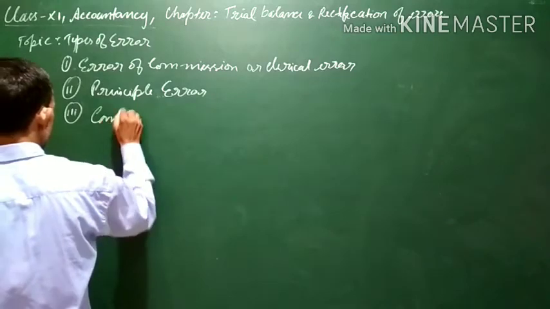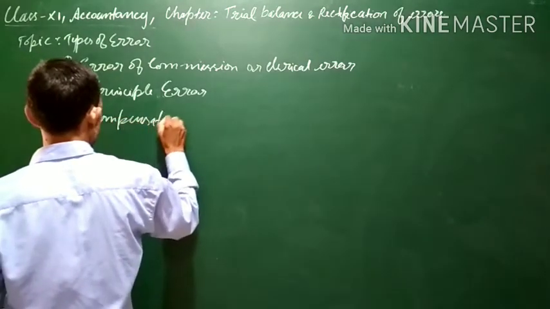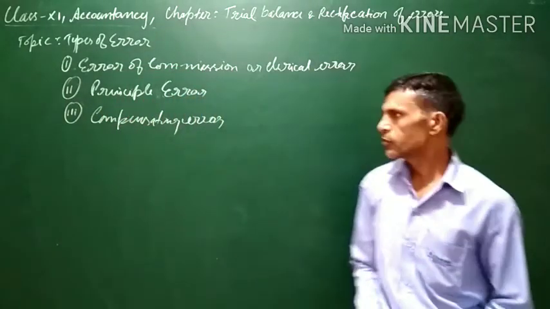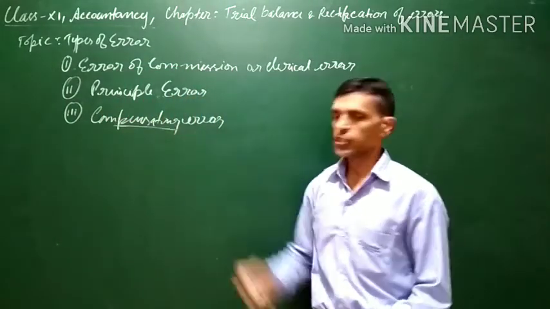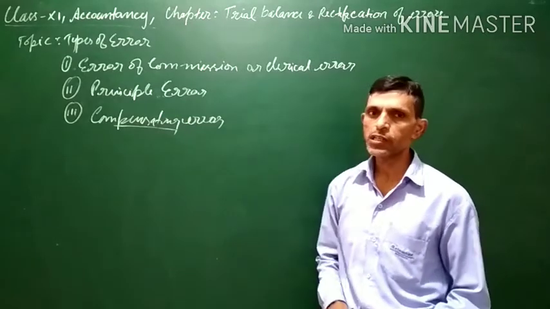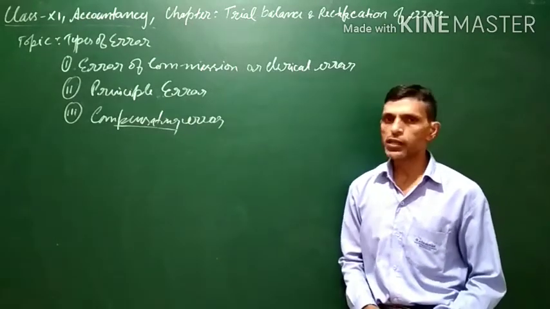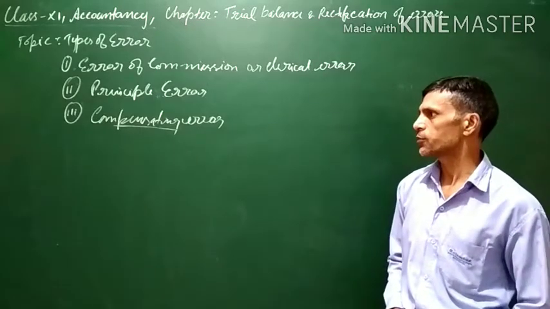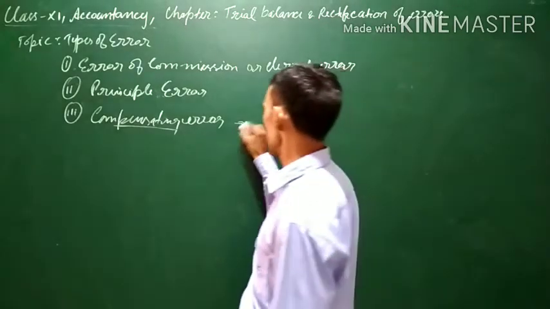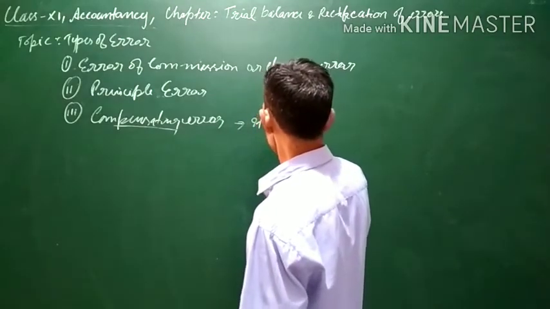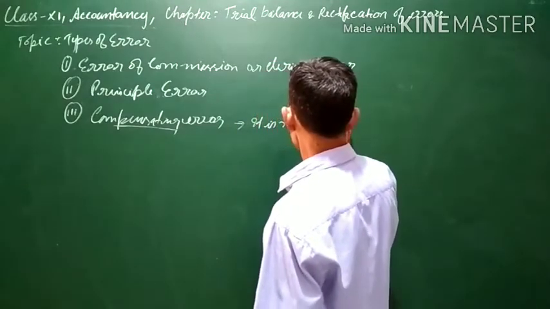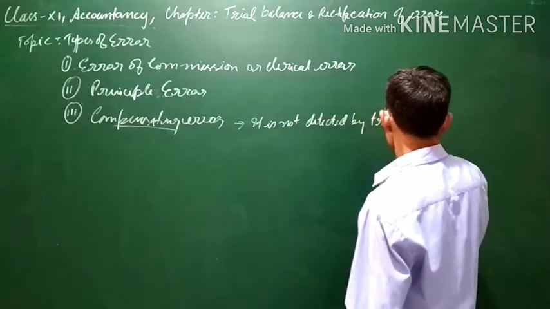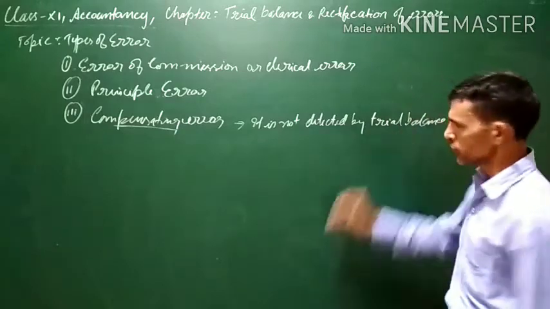Next is the compensating error. Compensate means, the name itself is very clear. The compensating error means this type of error is such where one error compensates the other. It is not detected by trial balance.